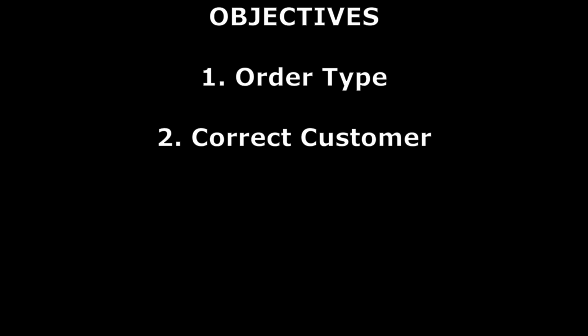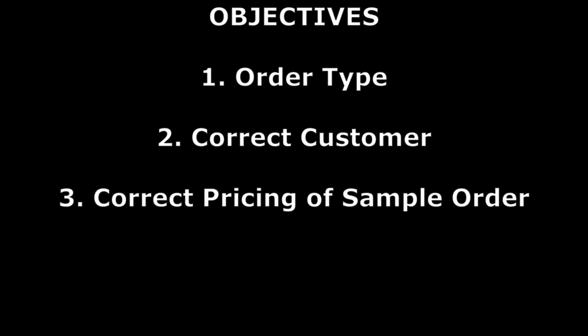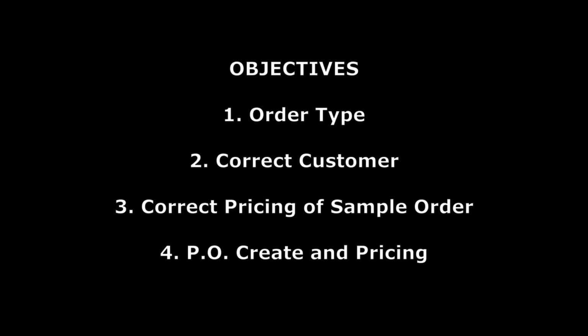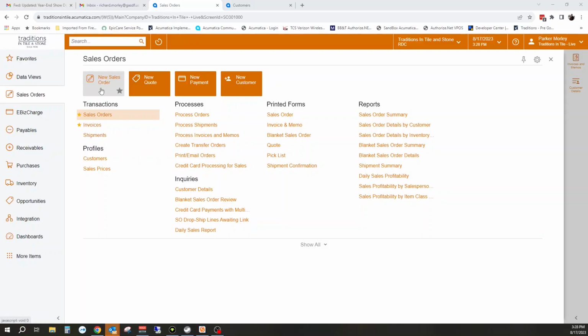We have 4 training topics to go over. Training objective number 1 is choosing the correct order type. Objective 2 is choosing the correct customer. Objective 3 is pricing our sales order. Objective 4 is creating a PO and putting the correct vendor pricing on the PO if needed. We're going to start with a new sales order.